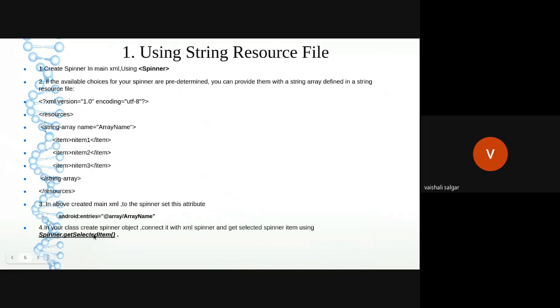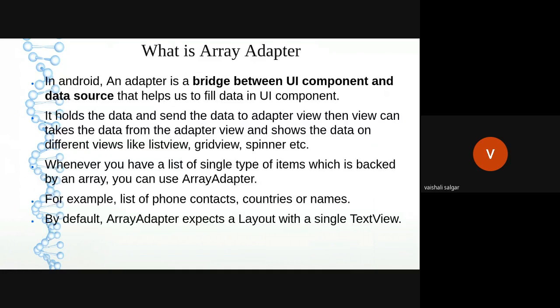Okay, so this getSelectedItem method will return whichever option or value the user has selected at runtime. So it will return that value by using the getSelectedItem method, and that value we have to apply to the text by using the setText method. Okay, so that is one way of linking a set of values to the spinner.